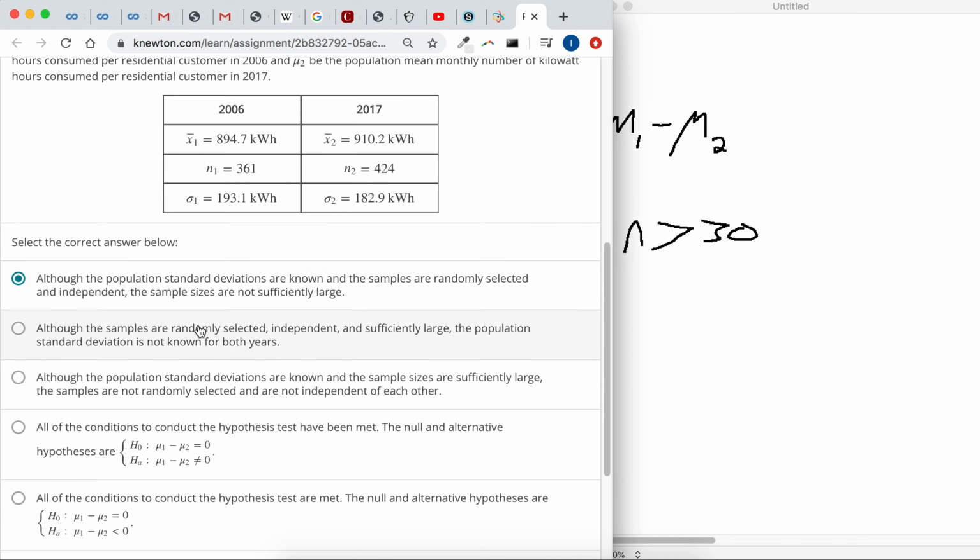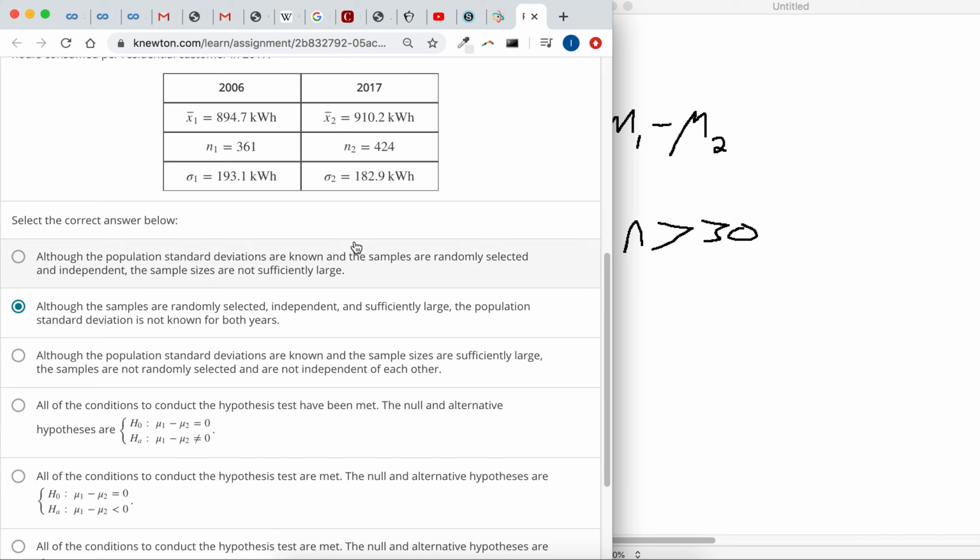361 and 424 definitely meet the conditions. So that part's not true. So let's check out this next one. Although the samples are randomly selected, independent, so these are all good things, and sufficiently large, that's what we need. The population standard deviation is not known for both years. They use sigma, so that's not true.